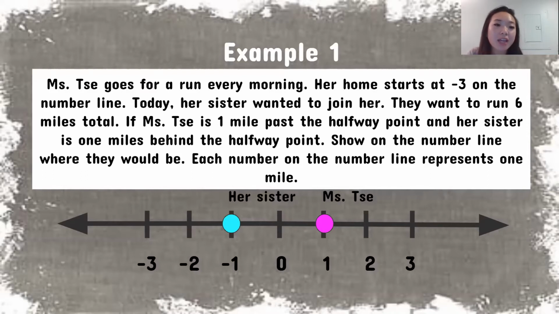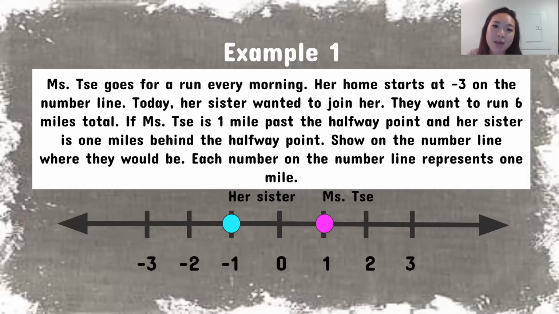So again, we start at -3, and that's where home is. They're going on a 6-mile run. So if we do -3 to -2, that's 1 mile. -2 to -1, that's 2 miles. -1 to 0 is 3 miles. 0 to 1 is 4 miles. 1 to 2 is 5 miles, and 2 to 3 is 6 miles. So shown on the number line, each jump is going to be 1 mile on the tick marks.